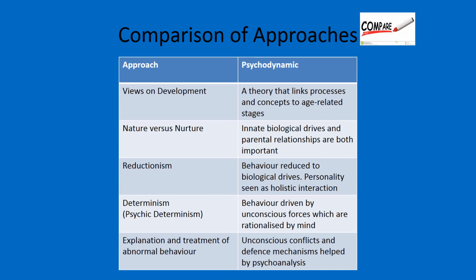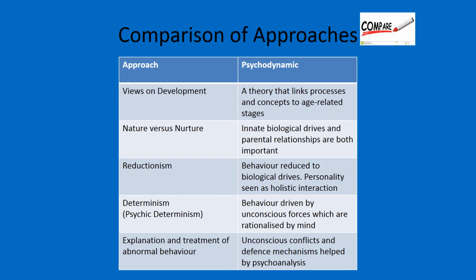So what does it say? This is obviously the work of Sigmund Freud, and views on development wise again. So a theory that links process and concepts to age-related stages. Now remember, these stages are not the same ones that we talked about in the cognitive approach. These are your psychosexual stages in this particular approach. So development occurs along a predictable way along these stages, different ones to the cognitive as mentioned. Nature versus nurture. Lots and lots of innate biological drives, id, ego, superego, etc. However, there is still a degree of importance given to parental relationships and other relationships, but particularly parental relationships. So what you've got again is a little bit of both. Nature versus nurture, it sits somewhere in the middle.